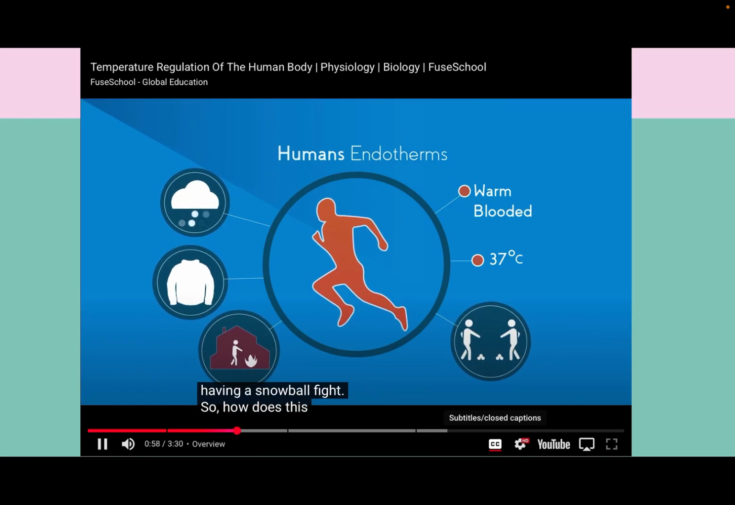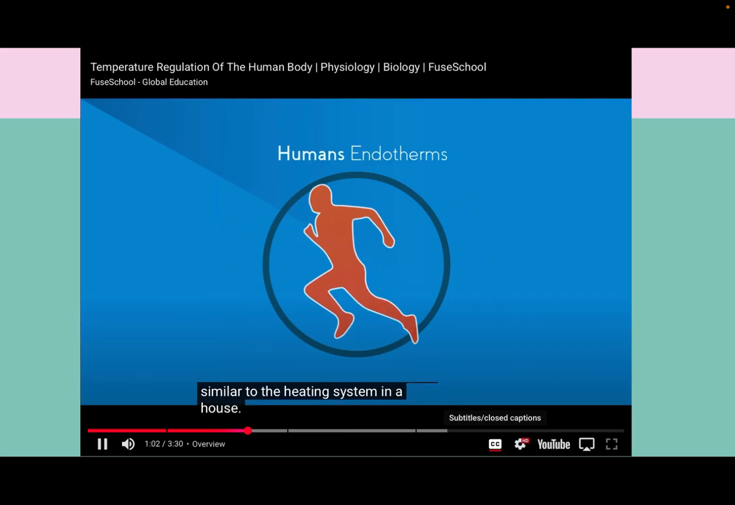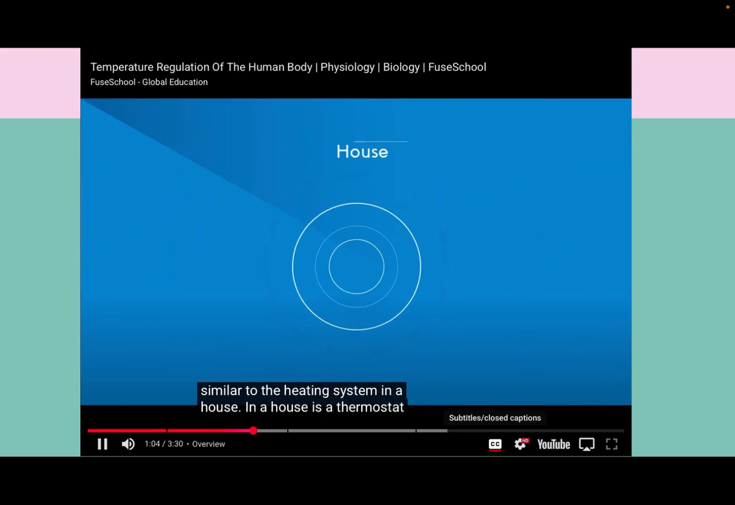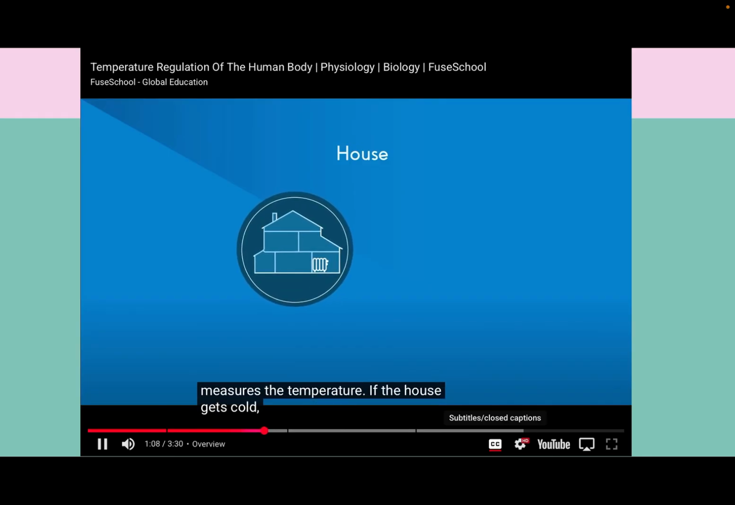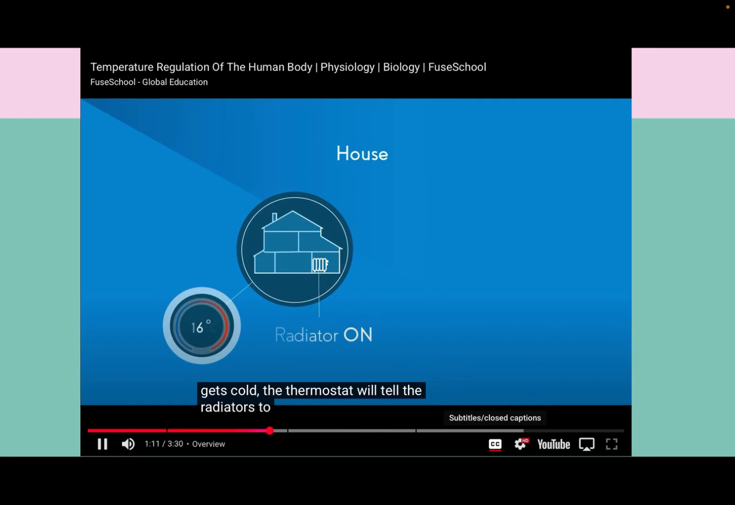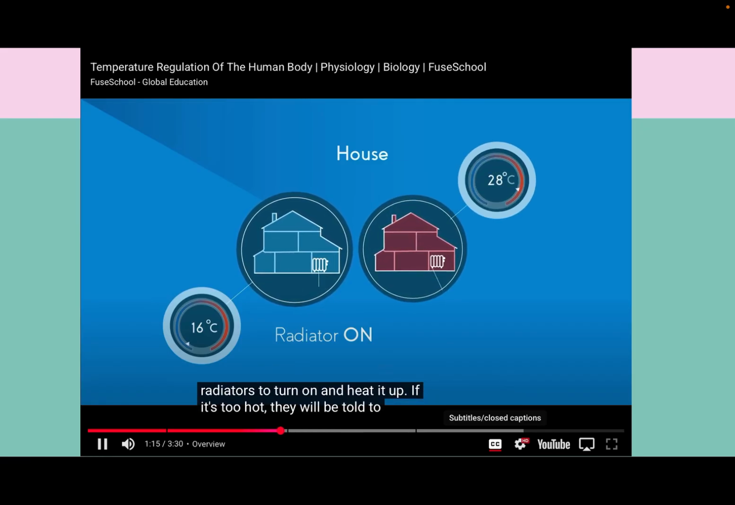So how does this work? Well, it's quite similar to the heating system in a house. In a house is a thermostat that measures the temperature. If the house gets cold, the thermostat will tell the radiators to turn on and heat it up. If it's too hot, they will be told to switch off.